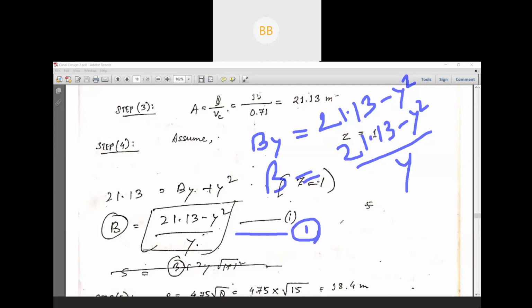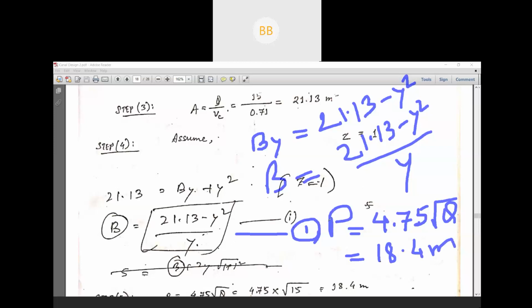Then next is the wetted perimeter. For the wetted perimeter we have one equation, that is 4.75 root over Q. Because the discharge is already known to you, that is 15 meter cube per second, substitute here and find the wetted perimeter. You will get approximately 18.4 meter. Are you getting the same value or not?